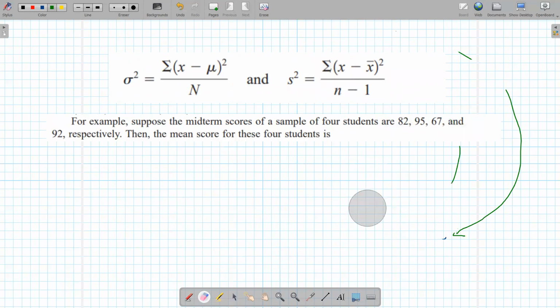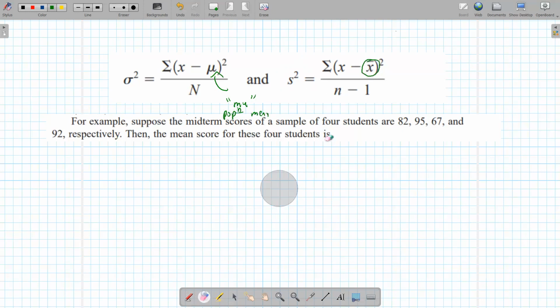So how do you actually find these? Let's look at the formulas. It uses something called x minus, you see this mu? It looks like a u, but again, it's the Greek letter mu. That's the population mean. This x bar, we've seen this before, that's your sample mean.